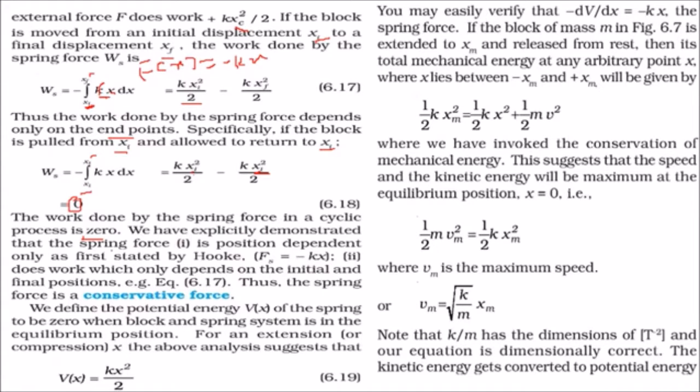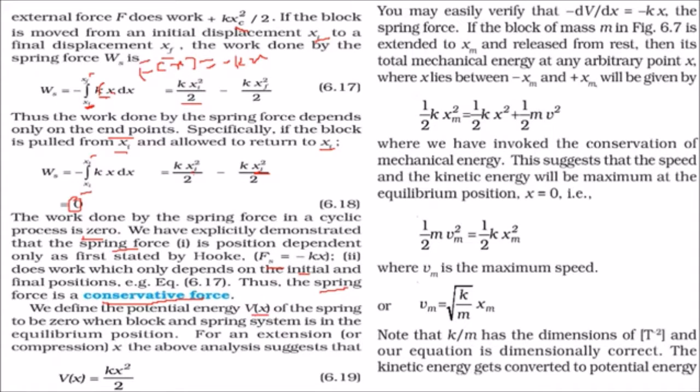So we can say that the spring force is position dependent only, as first stated by Hooke's law, Fs equal to minus kx, and it does work which only depends on xi and xf, the initial and final positions. That is, the spring force is also a conservative force. This is the definition of a conservative force also. Now let us define the potential energy V(x) of a spring.